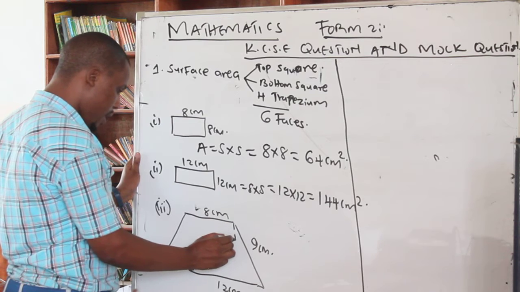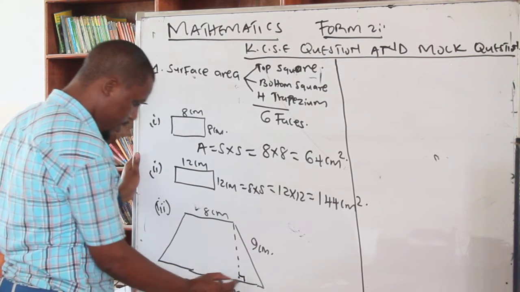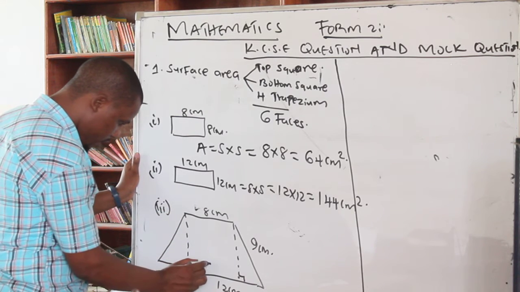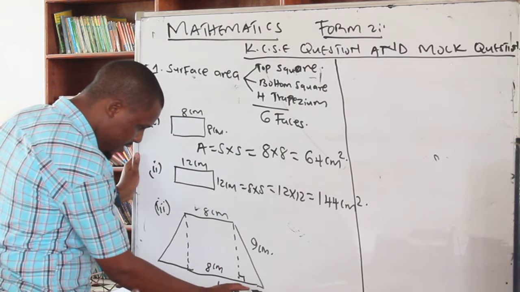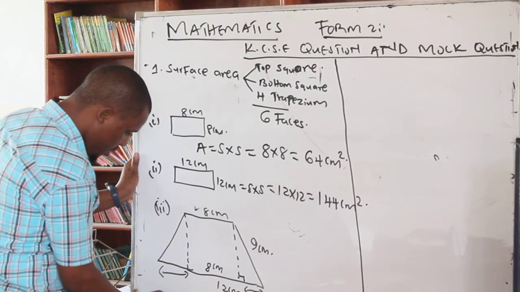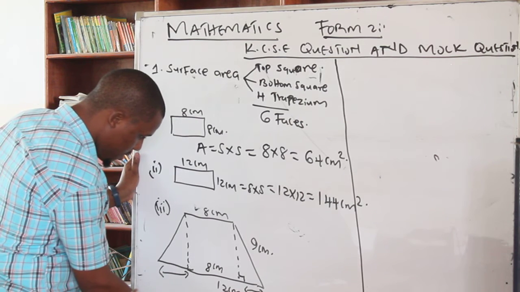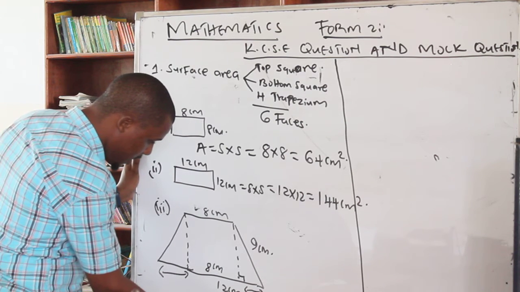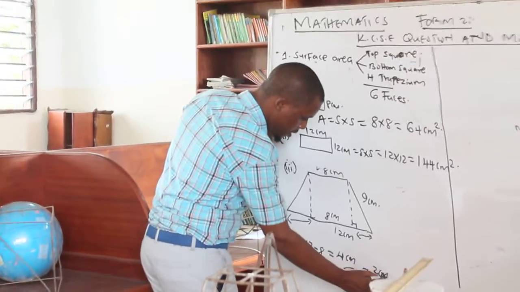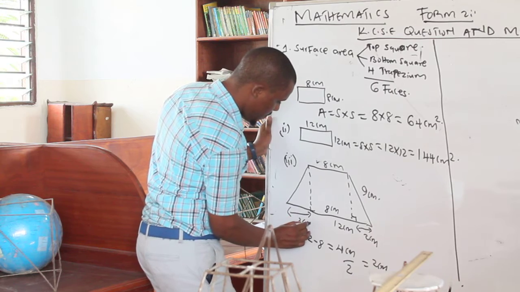To use the formula for the area of the trapezium, you need to get the perpendicular height. So this one is 90 degrees. If we separate here, the top is 8 centimeters. We can get this distance by saying 12 minus 8, which gives us 4 centimeters. Then we divide by 2, which gives us 2 centimeters. So here is 2 centimeters, and again here is 2 centimeters.